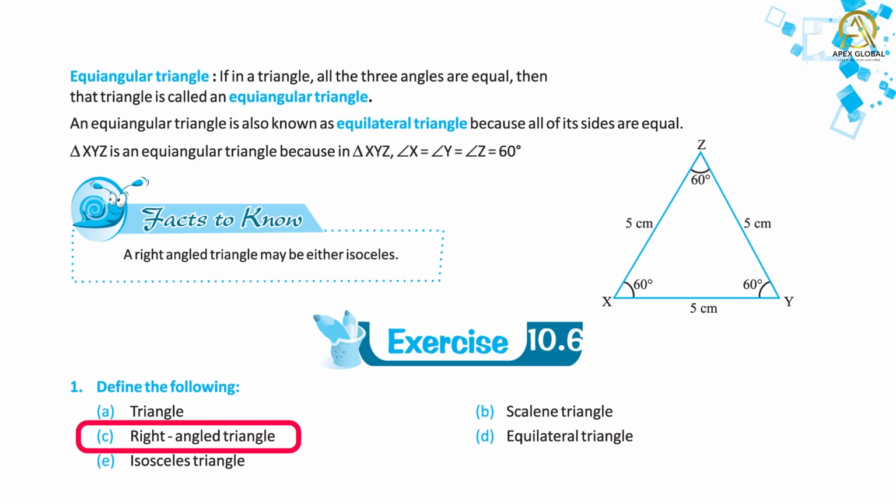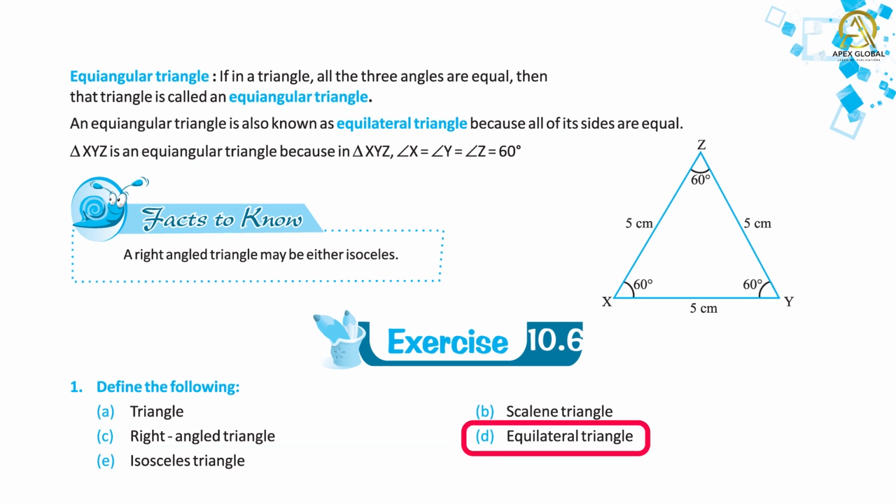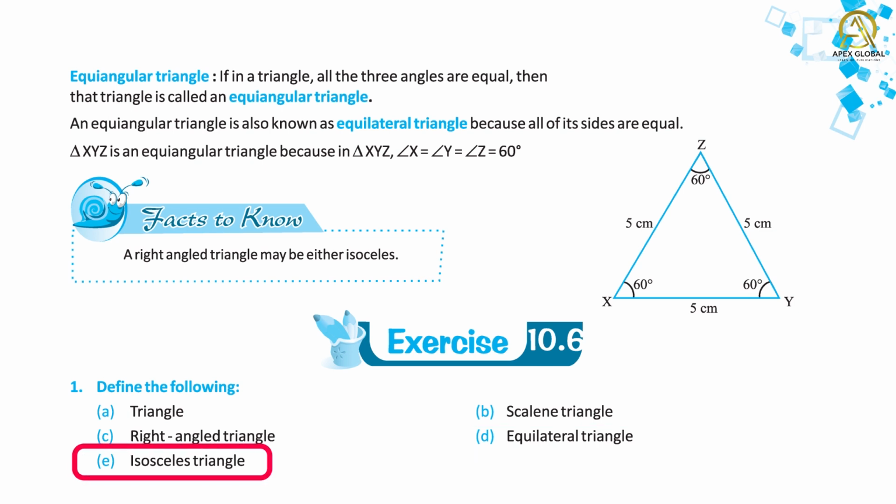C. Right angled triangle. If any one angle in a triangle is a right angle, then the triangle is called a right angled triangle. D. Equilateral triangle. A triangle having all the three sides equal in length is called an equilateral triangle. E. Isosceles triangle. A triangle which has two sides of equal length is called an isosceles triangle.